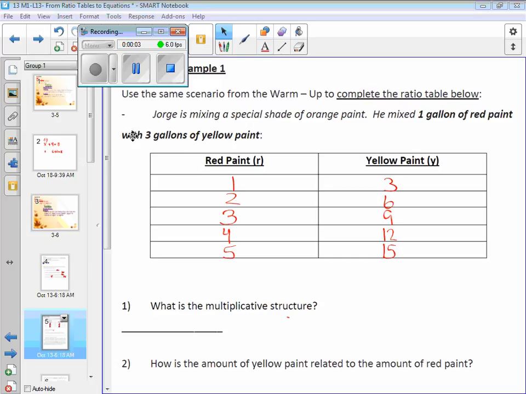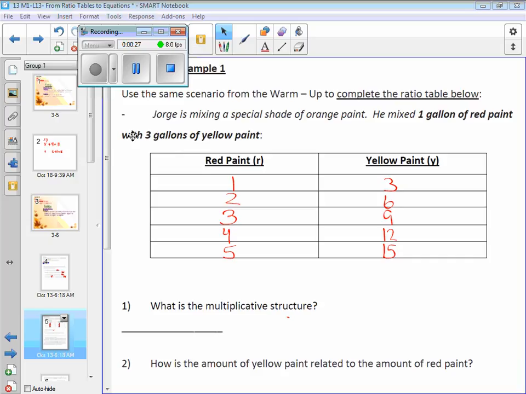So like some of you noticed on your cume, you had this new question, multiplicative structure. First, before I even teach it, do you happen to know what that is? I'm just putting it out there. See if you already know it. Well, that's it, okay? You got it.